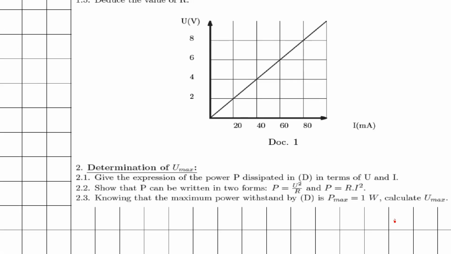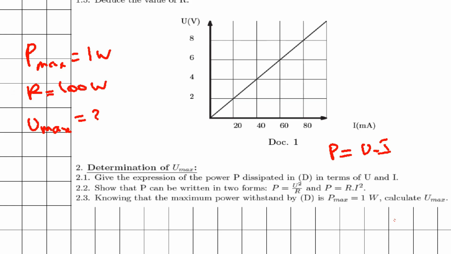So notice that in this case we have three expressions of power that are given by P is equal to U multiplied by I, P is equal to U square over R and P is equal to R i square. Which one we should use depends on the given. So we have P max, which is equal to 1 watt. We have R is equal to 100 ohms. We have U max to be determined. So in this case, the only formula that relates P, R and U is given by that. For example, if they are asking about I max, then we will use this one, because we know the value of P and R. So here, since we are interested in determining U max, we will use this one and not that one.